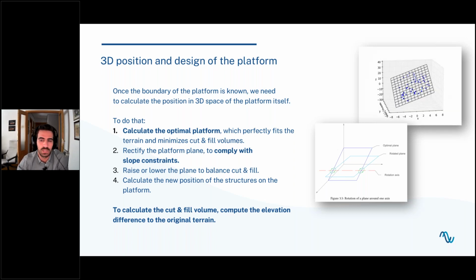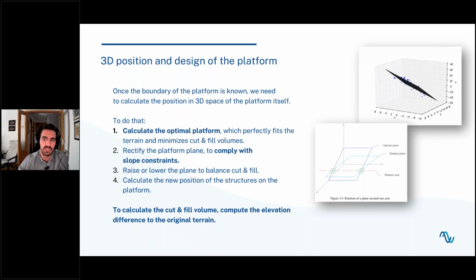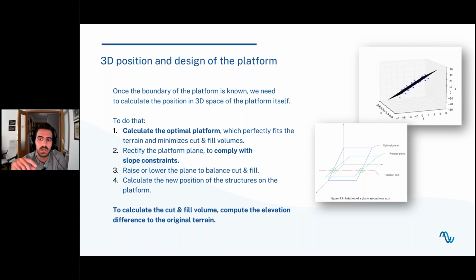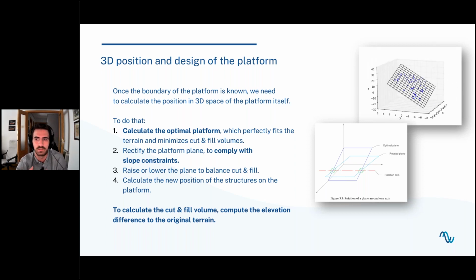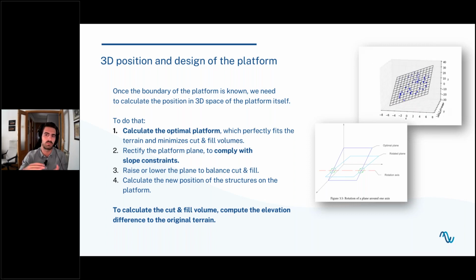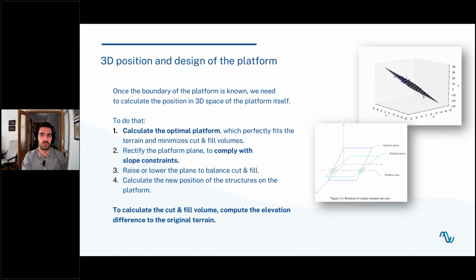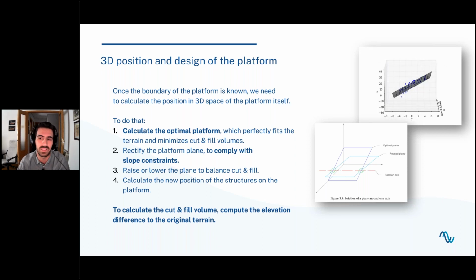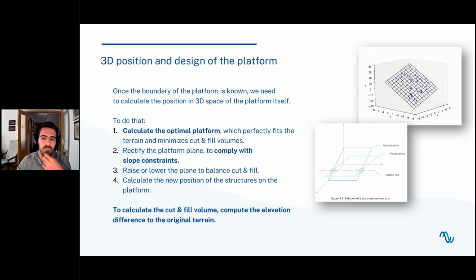And then, of course, to calculate the cut and fill volume, we compute the elevation difference to the ground, and we multiply by an area. So it's like we do small squares, right? And we compute that column of terrain either above or below ground, and depending on whether it's positive or negative, it's cut or fill.